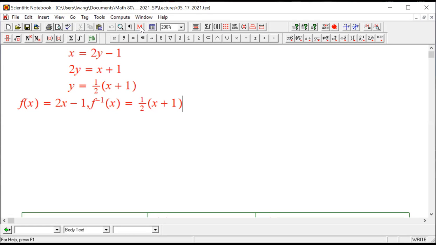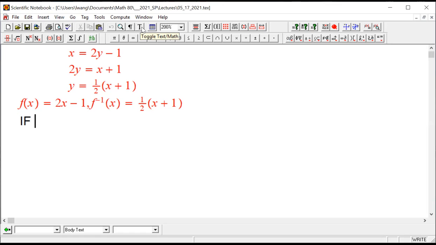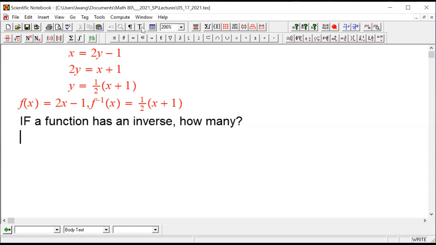Now the question is, if a function has an inverse, how many inverses does it have? The next question is, does every function have an inverse?